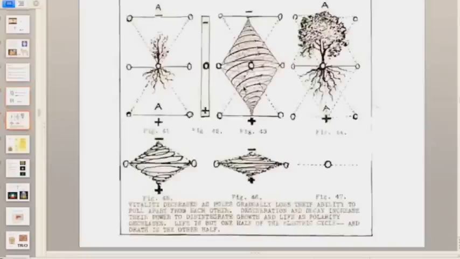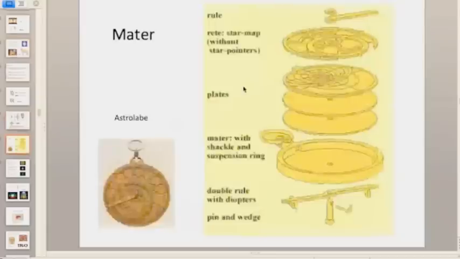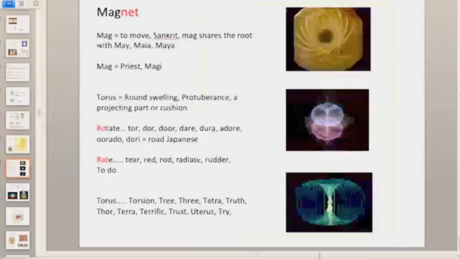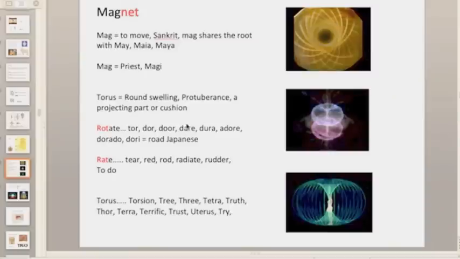There it is. It's a Taurus field. Walter Russell's depiction. There it is. Magnet. And that's the Taurus field. Rotate. Door. The door. The portal to temporal existence. And the door out. To dare. This all comes from Taurus field, guys. Durable. To adore the golden apples of God.